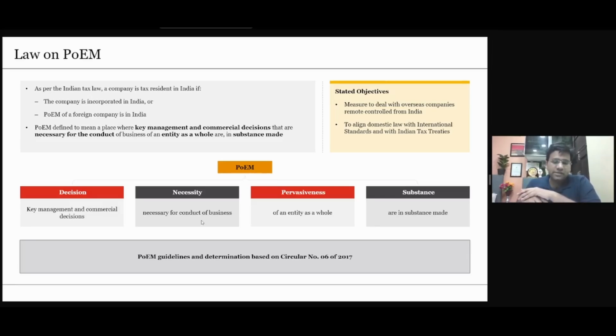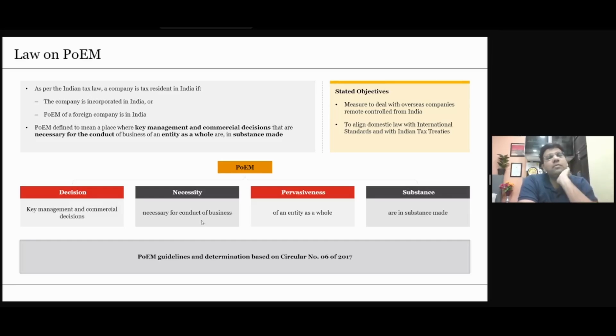As we discussed earlier, as per Indian tax law, a company is treated as tax resident in India if either it is incorporated in India, that's a plain vanilla case. If you are an Indian incorporated company, then you are tax resident of India, or your place of effective management is in India. The second one is the case which we are going to discuss. So if you are a foreign company and your POEM is in India, then you are treated as resident of India.